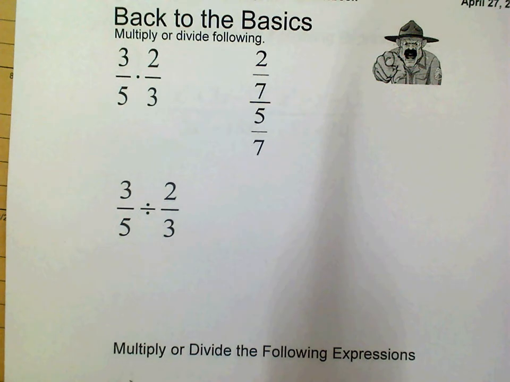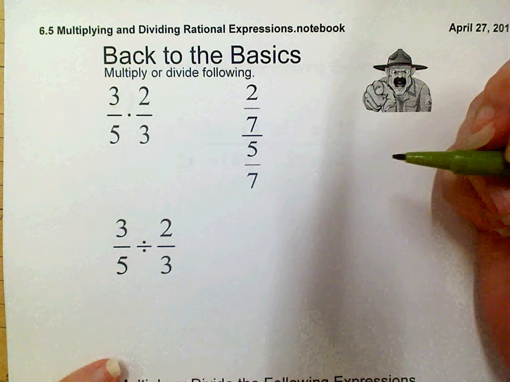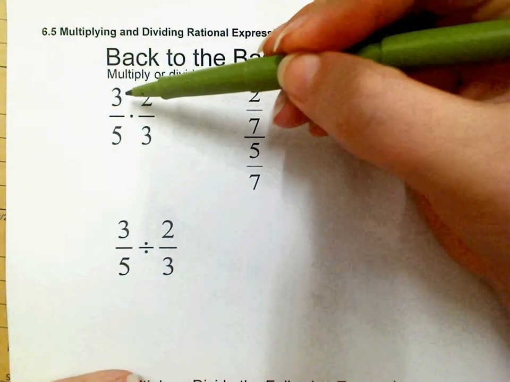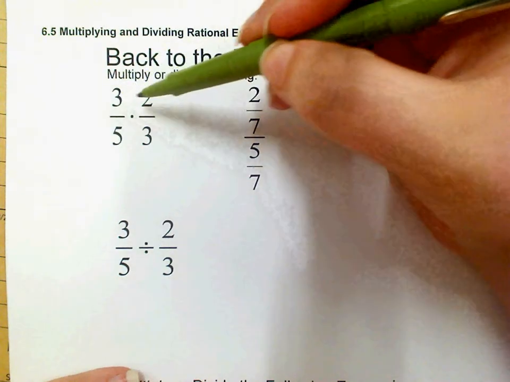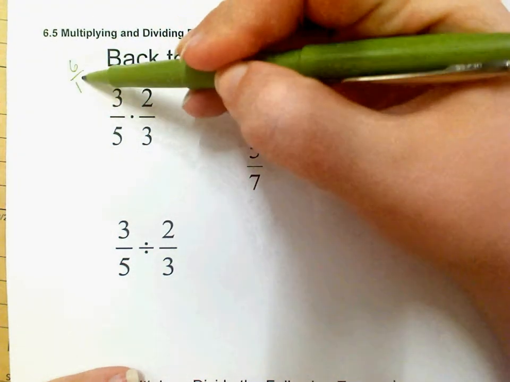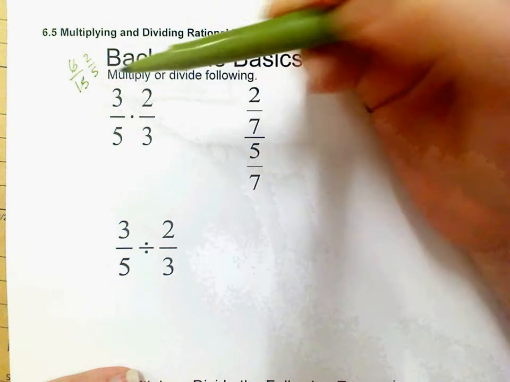Okay guys, so this is 6.5, multiplying and dividing rational expressions. Just this thing at the beginning, talking about it with numbers. If I ask you to multiply 3/5 times 2/3, it is true that when you multiply fractions you can just multiply straight across and say 6 over 15. But then I would have to simplify, and they both divide by 3, and I would say 2 over 5, right?